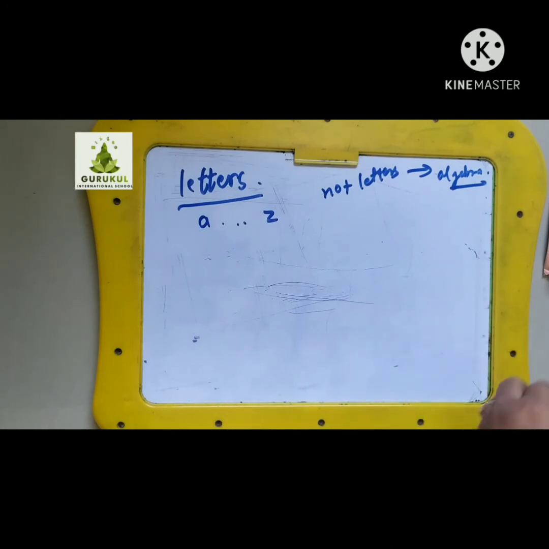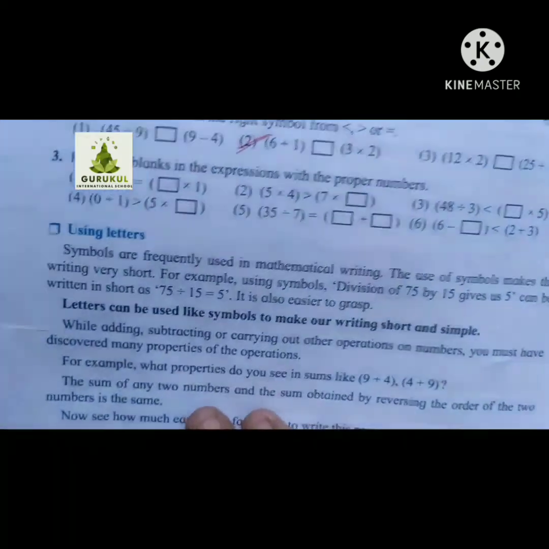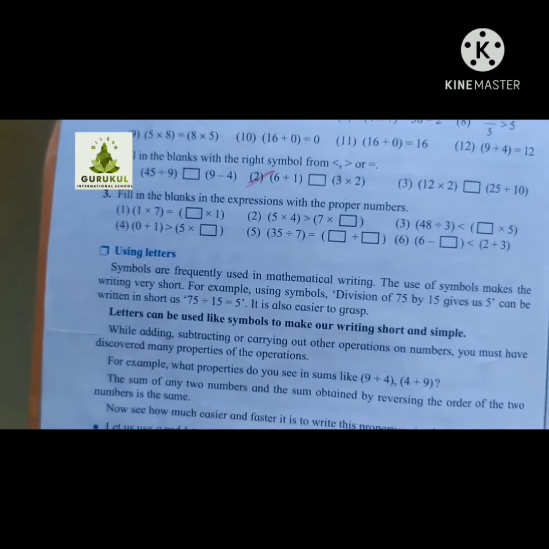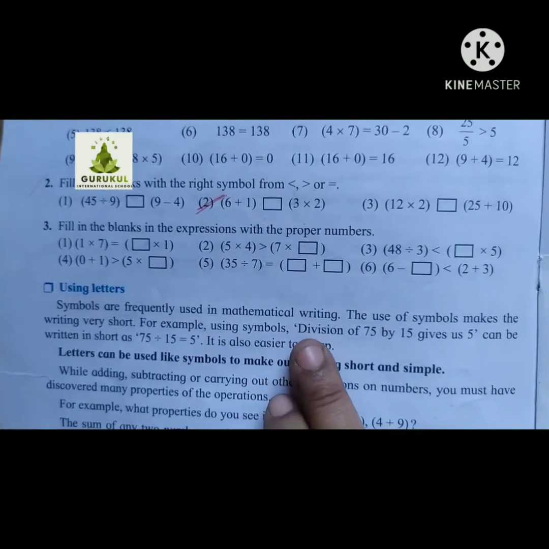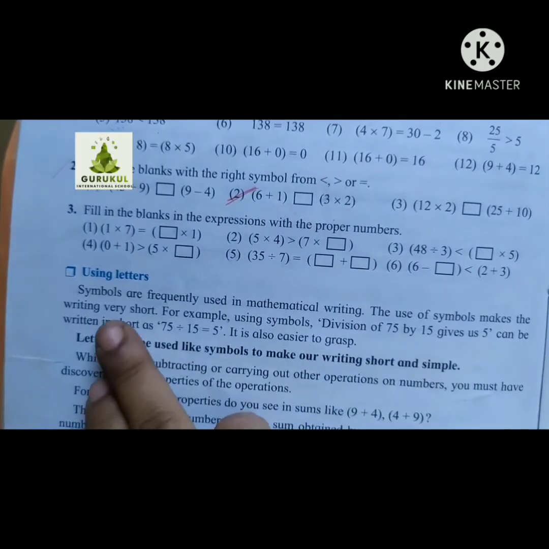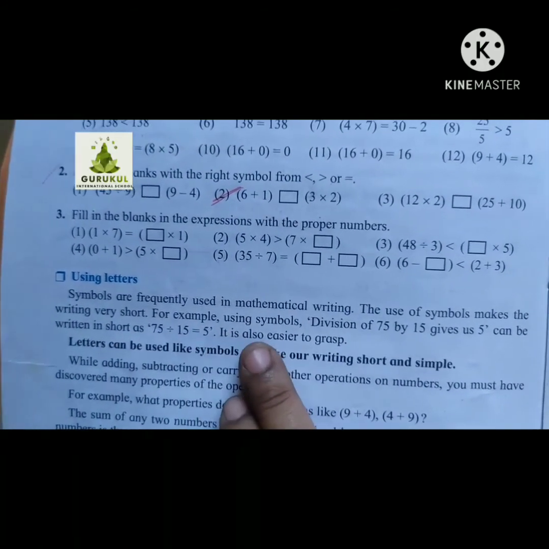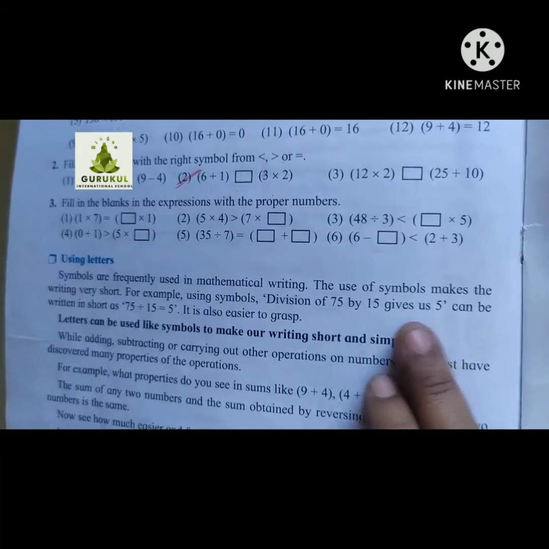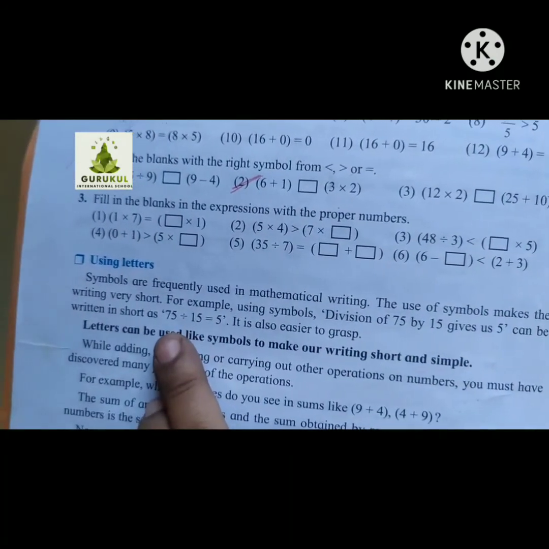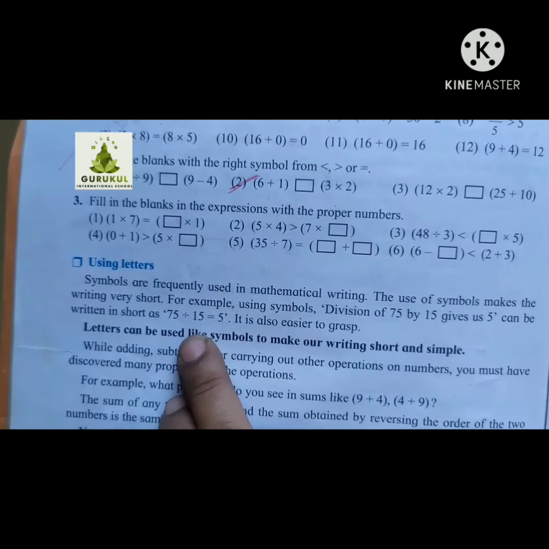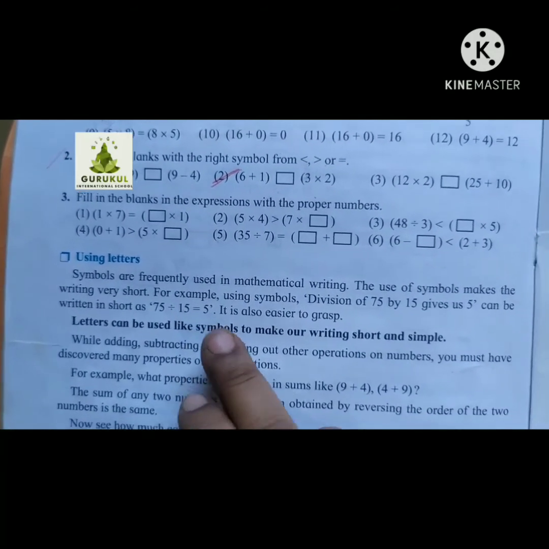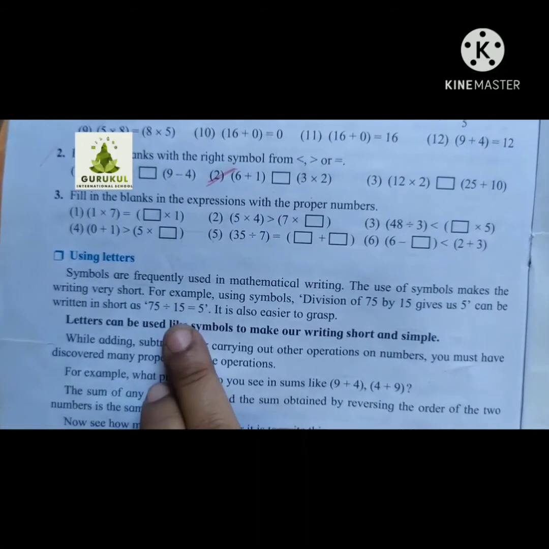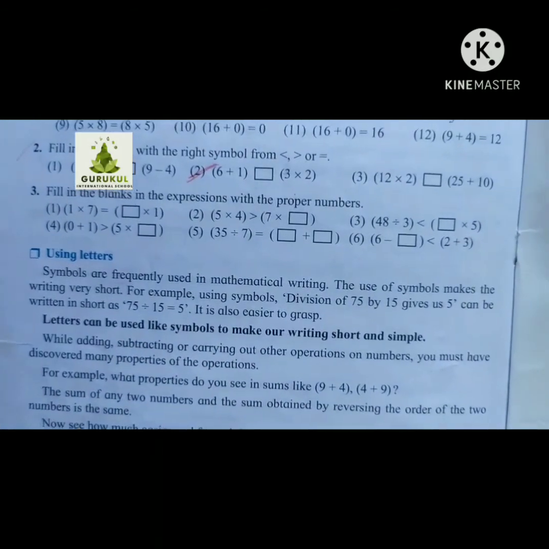Okay, come to page number 88. See, for this you have some properties set for your understanding. Now see, symbols are frequently used in mathematical writing. The use of symbols makes the writing very short. For example, using symbols, division of 75 by 15 gives us 5. Okay, instead of writing all the things in words, what do we do? We write 75, division symbol, 15 is equal to 5. Okay, so here instead of these numbers, I can write it with an alphabet as well, replacing some number with some alphabet.